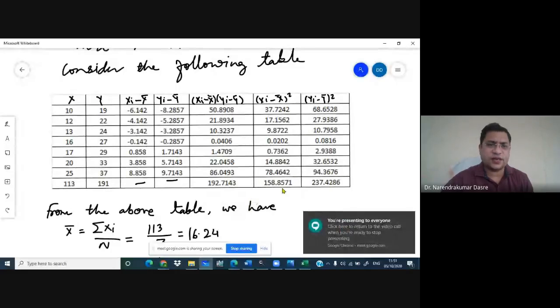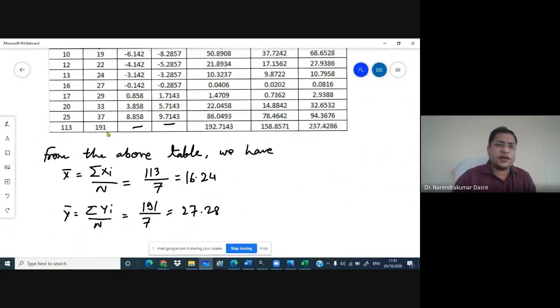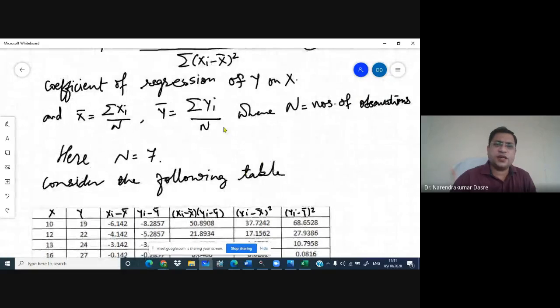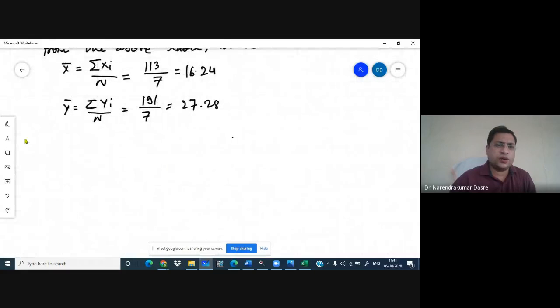So how many of you got these values? Okay, that's good. Some of you got these values. Yes, you got the correct ones. Once you have these values, we are able to calculate the coefficient of regression. This is the coefficient of regression that we have to calculate first.